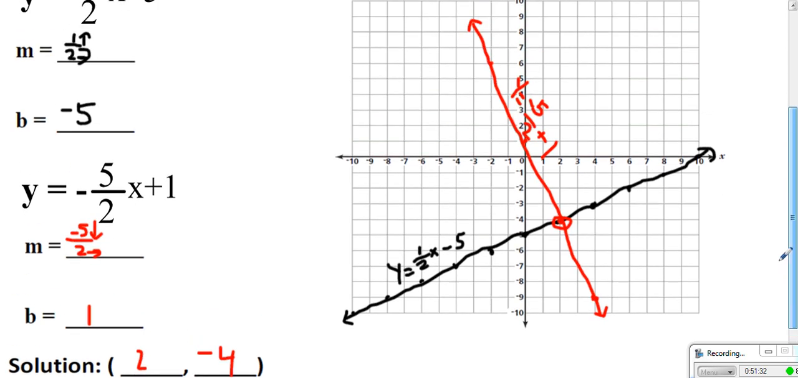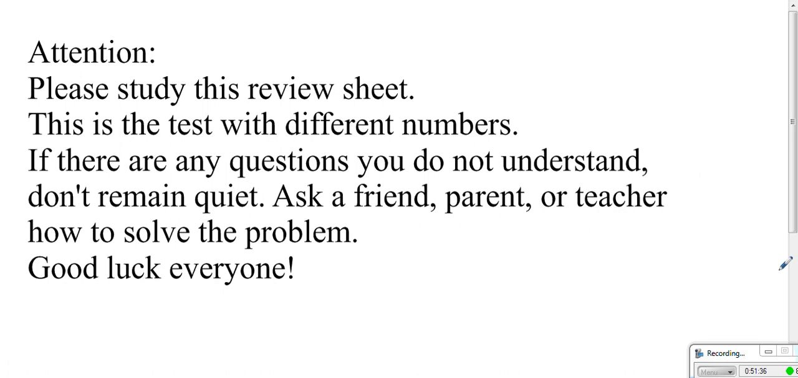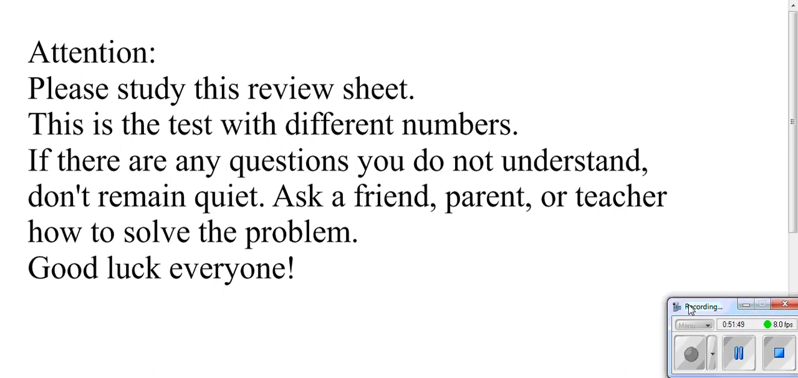That's everything. All right, good luck. And blank page, it says, attention, please study this review sheet. This is a test with different numbers. If there are any questions that you do not understand, don't remain quiet. Definitely ask a friend, parent, or teacher how to solve a problem.